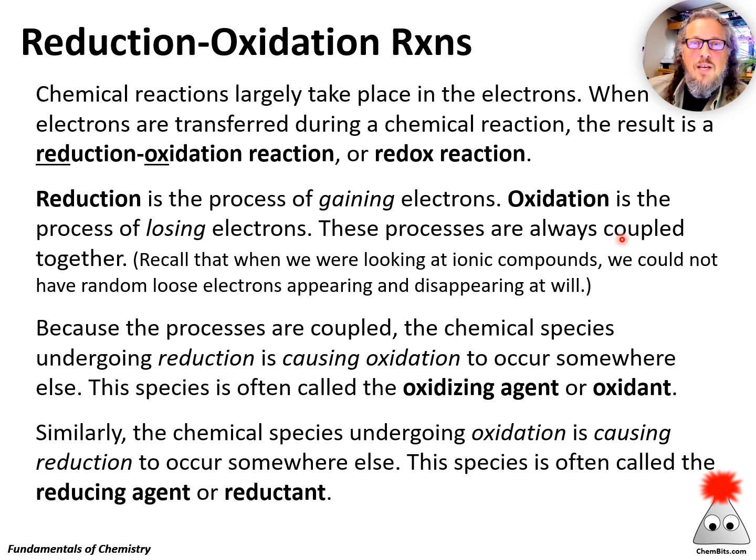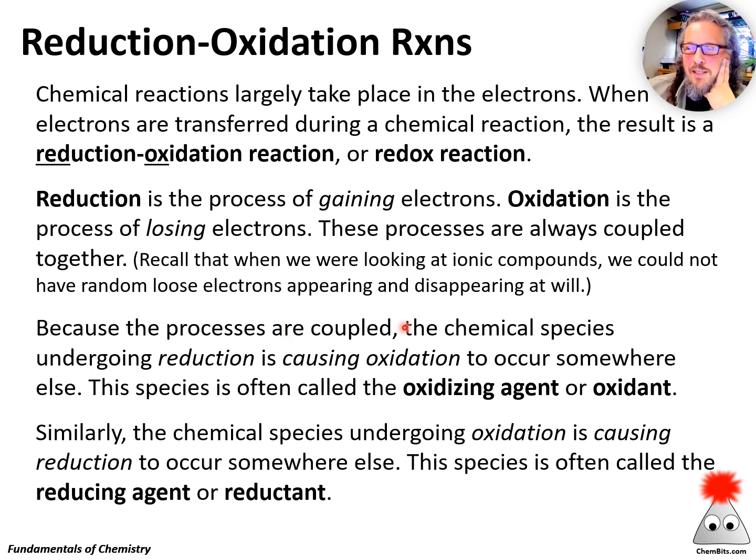They both have to take place in a chemical reaction in order to balance out the number of subatomic particles that we've got floating around. So just like when we were talking specifically about ionic compounds, we said we can't just have magic loose electrons floating around and showing up and disappearing at will. We had to have them balance, and that's really why oxidation and reduction are coupled processes, because those have to balance.